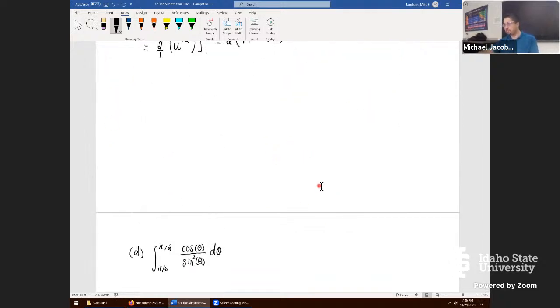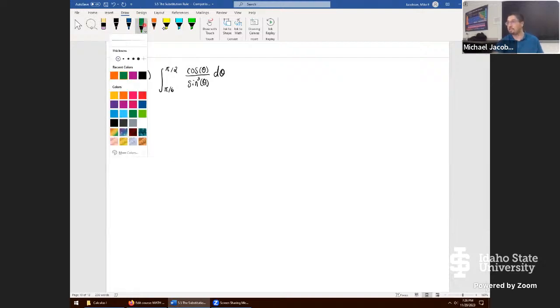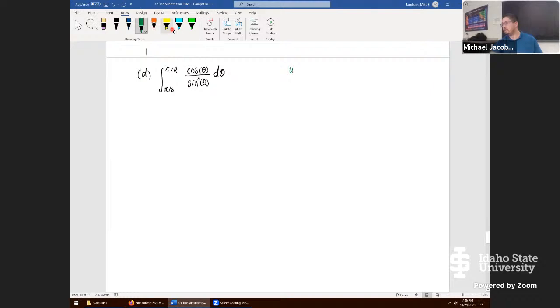Looks like it deserves a new page. Let's drop it down. First thing we need is definitely a good choice for u. Any volunteers for what ought to be chosen this time? Let's go with sine squared theta. Awesome. With u as sine squared theta, next thing we have to do is get its differential du.